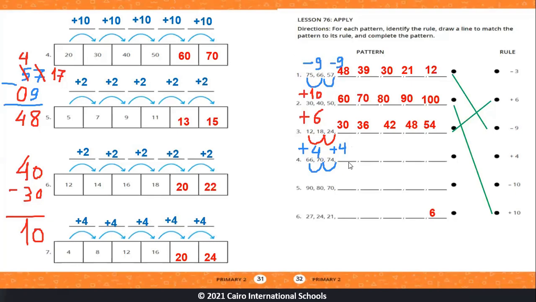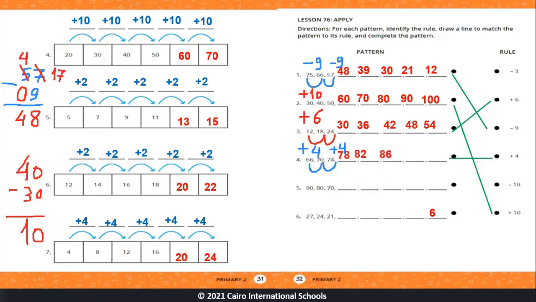Now match to the pattern rule. So the pattern rule is plus 4. Why plus? Because the pattern is increasing. Now 74 plus 4: 74 in your mind and 4 on your fingers. After 74, 75, 76, 77, 78. 78 plus 4, after 78, 79, 80, 81, 82. Each time we are adding 4.